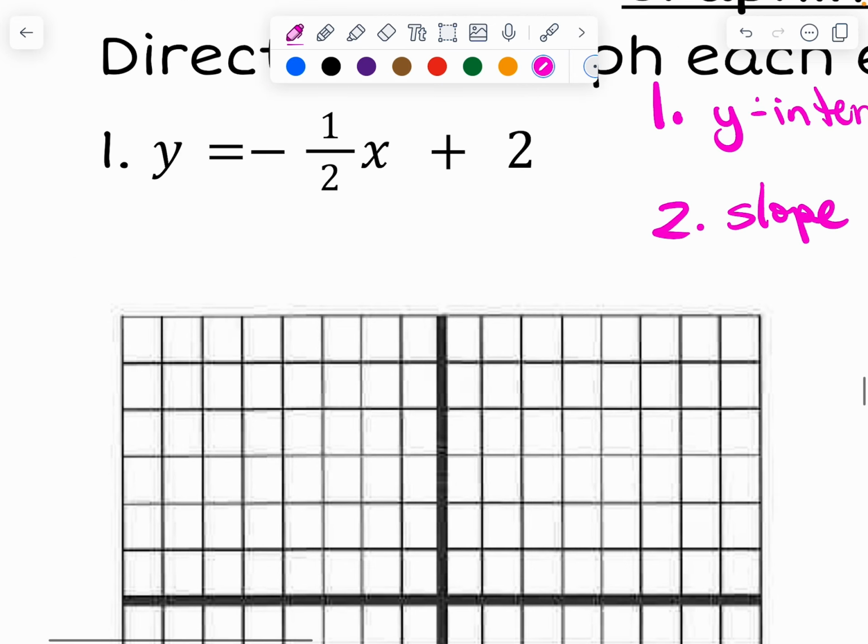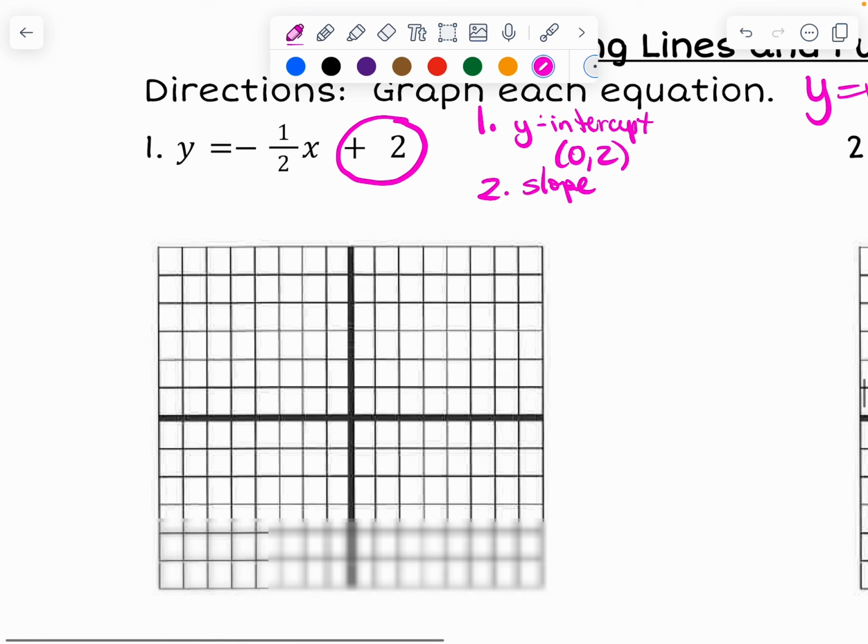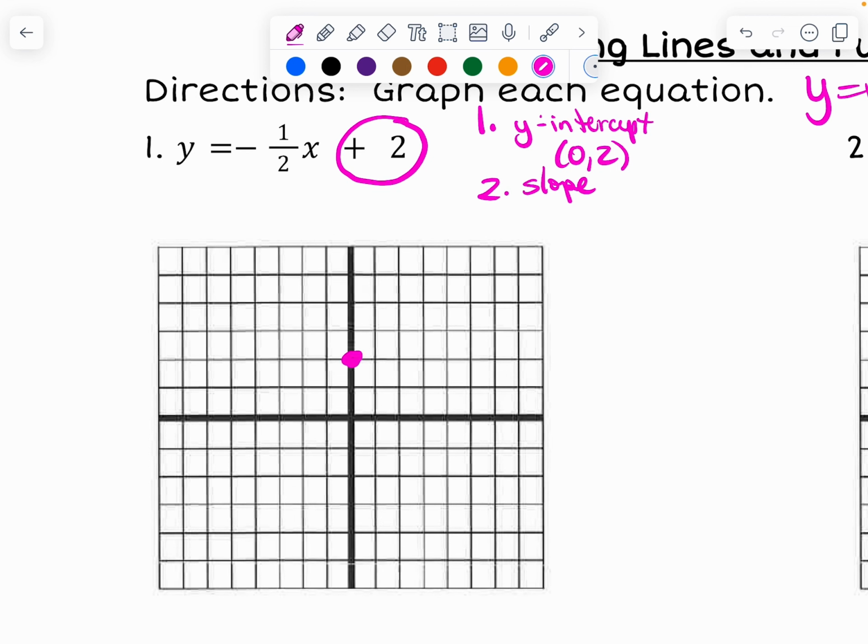So if I look at this first one, the constant that's by itself is 2. So that's the point 0, 2. So I'm going to come down here, maybe, and graph 0, 2. Then my slope is the number that is sitting in front of the x. That is my slope. My slope is negative 1/2. That means it's going to be going down, boys and girls. Okay?